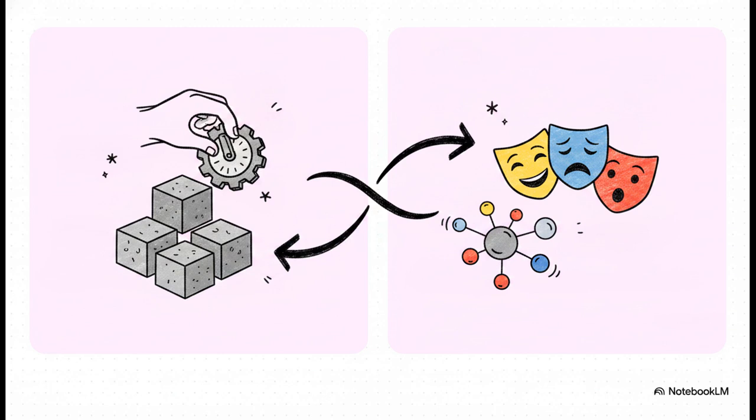Then, on the other side, we have surface traits. These are the behaviors we actually observe in a person on a day-to-day basis. The big takeaway here is that surface traits are the result of the interaction of those hidden source traits. Just like invisible chemical elements combine to create the physical objects we see every day, your hidden source traits interact and combine to create the visible surface traits that people actually notice about you.